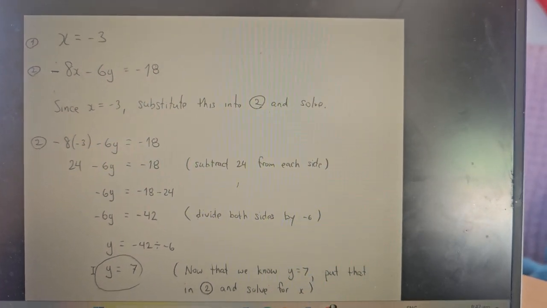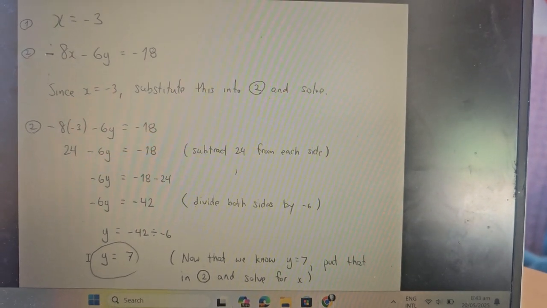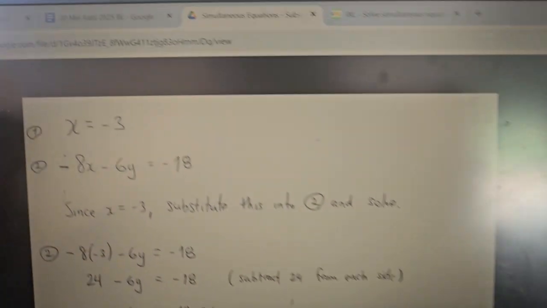Kia ora koutou. In this video lesson, we are going to be talking about substitution with simultaneous equations.